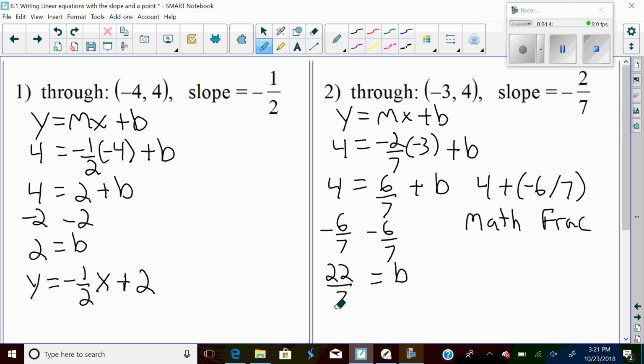And our equation is going to be y is equal to our slope, -2/7, x, plus our y-intercept, which is 22/7. All right, go ahead and take a look at these and see if you can solve.